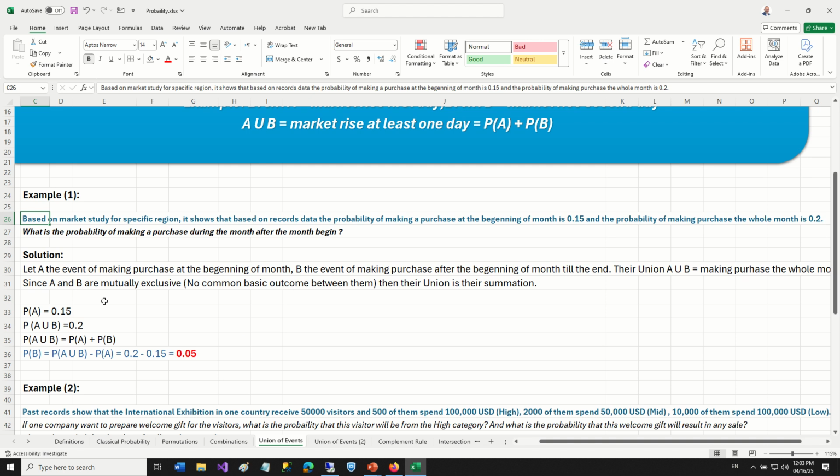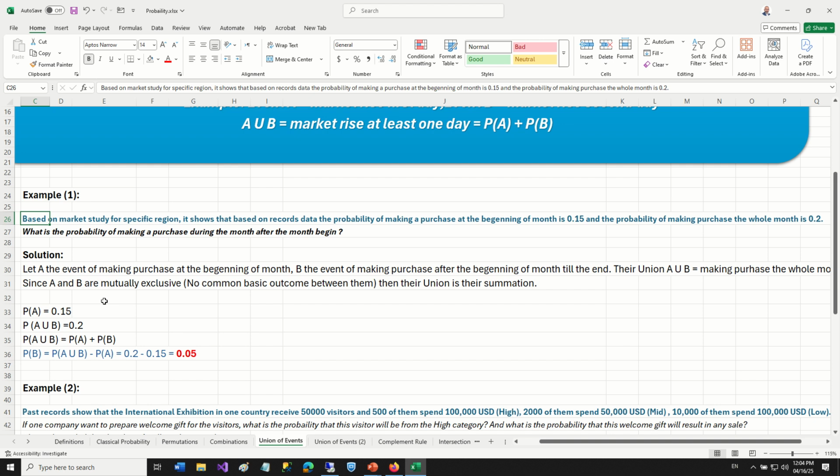Look at this example. Based on a market study for a specific region, based on records data, the probability of making a purchase at the beginning of the month is 0.15, and the probability of making a purchase during the whole month is 0.2. You can say 15% make a purchase at the beginning of the month and 20% during the whole month. So what is the probability of making a purchase during the month after the month begins? So now we want the probability not in the beginning of the month and not the whole month, but during the month after the month begins, which is not mentioned.